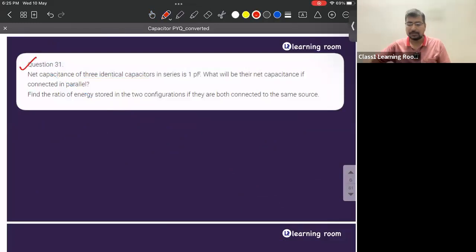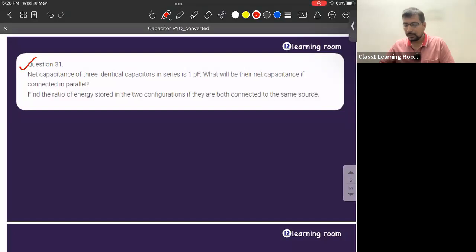So the next question is: the net capacitance of three identical capacitors which are connected in series is 1 picofarad. What will be their net capacitance if they are connected in parallel? So the objective of this question is, first, you need to find the capacitance of those three identical capacitors. And the second thing is, once you know the value, you need to find the equivalent capacitance when they are connected in parallel.